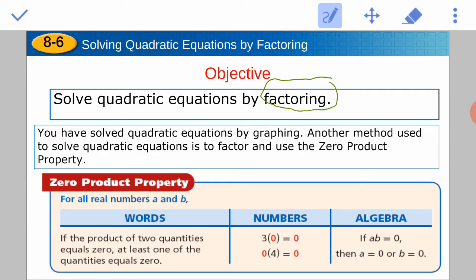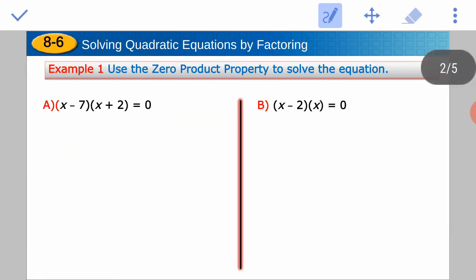Before we start this, let's learn about a very important property. It is called the zero product property. Simply, if a times b is equal to 0, there are two possibilities: either a equals 0 or b equals 0. This is what we call the zero product property, and we use this property to solve quadratic equations.